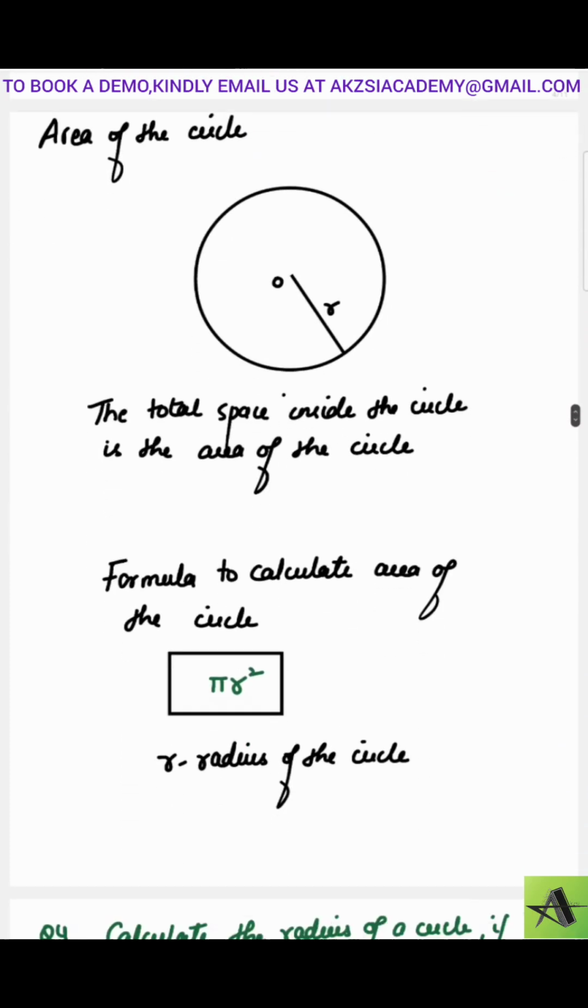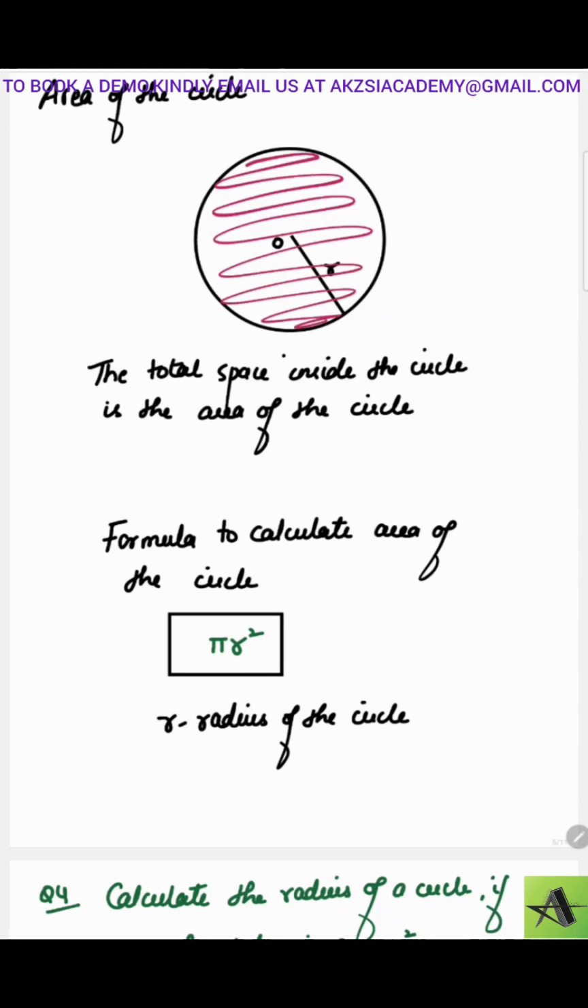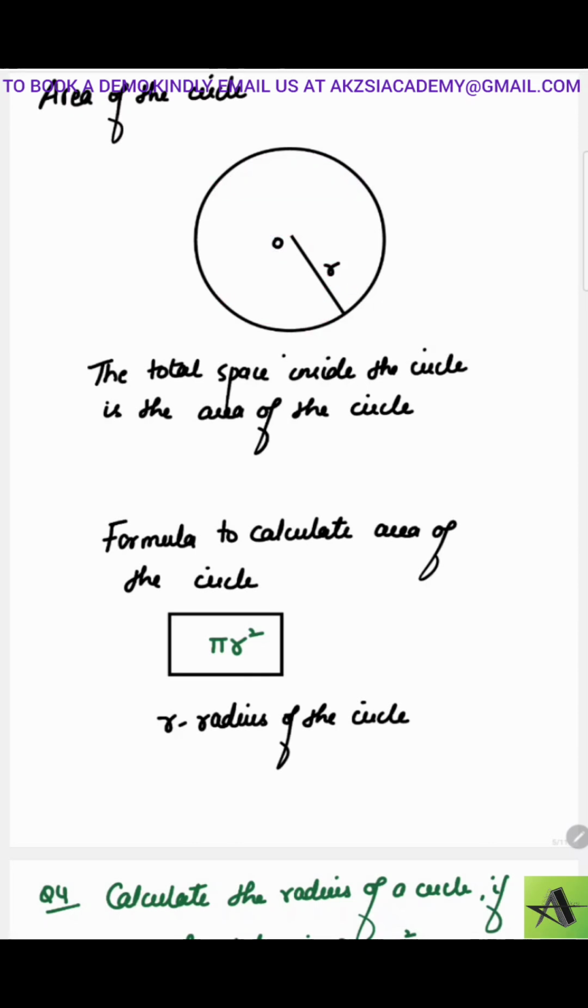Moving on to the area of the circle. Area means the total space covered by a particular 2D figure, or this inner space, the whole space, that is the area. So, whatever the space inside the circle is basically the area of the circle. And the formula to calculate the area of the circle is pi r squared. This is a very common formula, we all know.